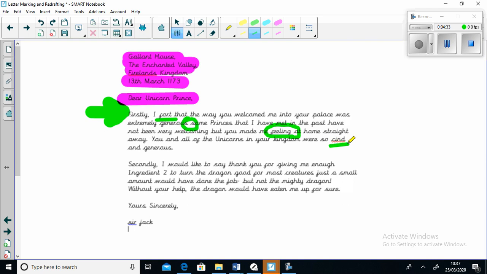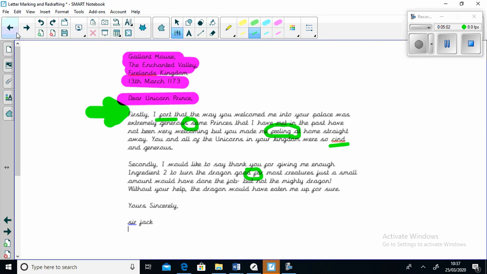So I need to improve that when I come back to it. Kind and generous. Secondly, I would like to say thank you for giving me enough ingredient 2 to turn the dragon good. For most creatures, again, Mr. McKinnon, that looks like it should have been the end of a sentence there. That's a punctuation error. For most creatures, just a small amount would have done the job, but not the mighty dragon. Without your help, the dragon would have eaten me up for sure.